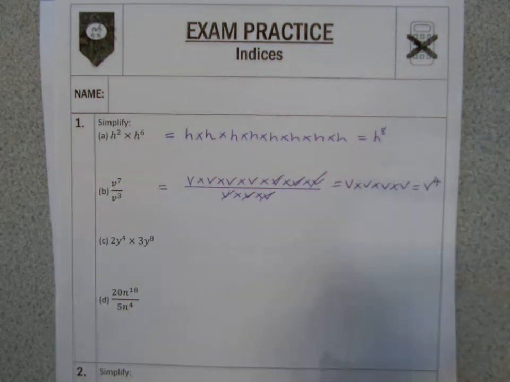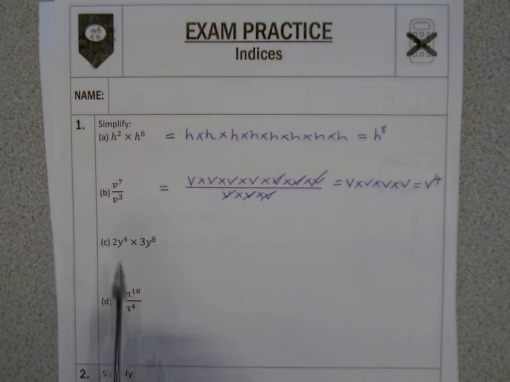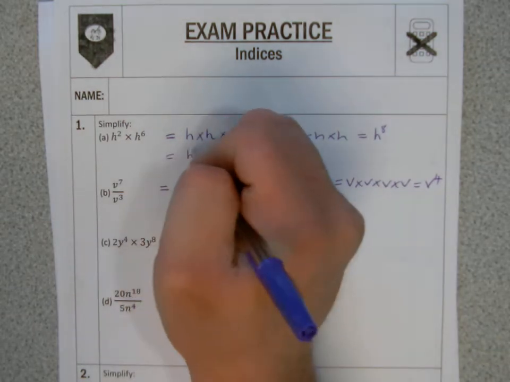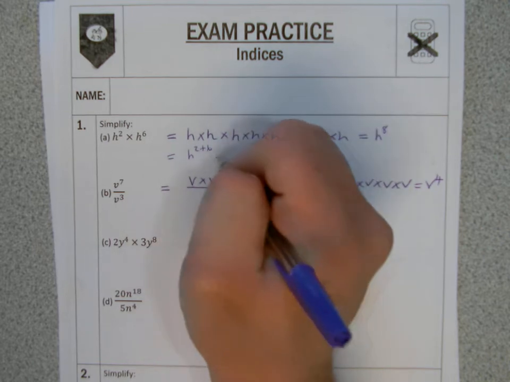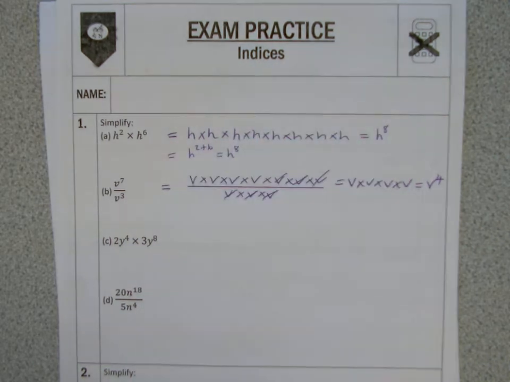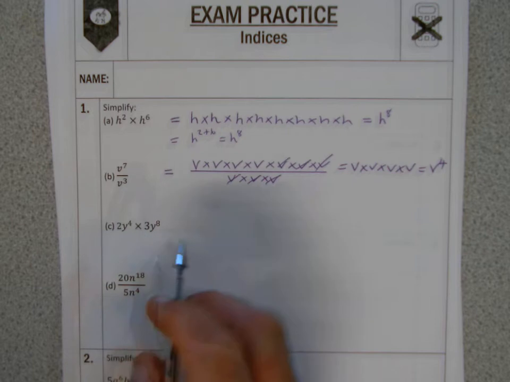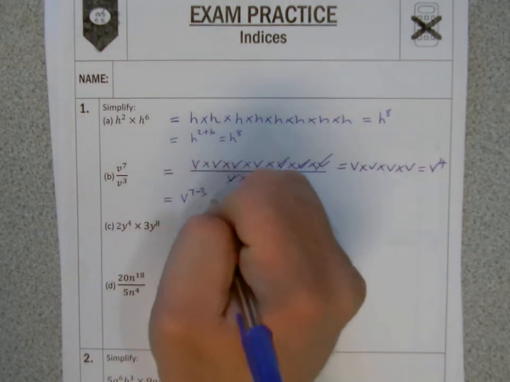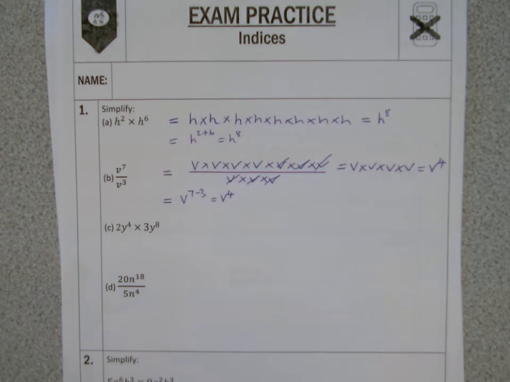power 4. Now again, there's another rule we can use, which is we just take away the powers. So when we are multiplying, in this case, I could have just done h to the power 2 plus 6 and got the answer straight away, h to the power 8. And when I was dividing here, I could have just taken away the powers. So I could have just done 7 take away 3, which is 4.